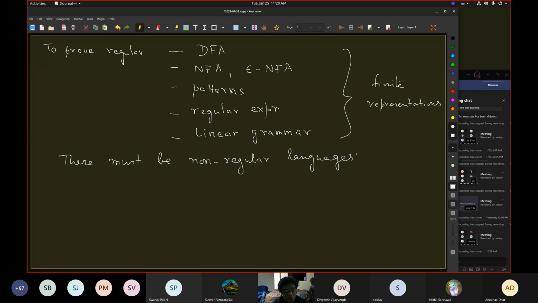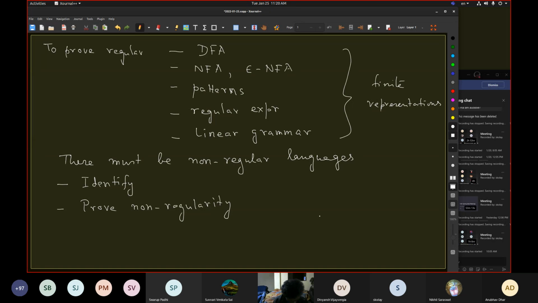So the question that immediately bugs us is, can we identify some non-regular languages? And can we prove non-regularity? The answer is yes. So there are two tasks: identify such languages and then prove non-regularity.